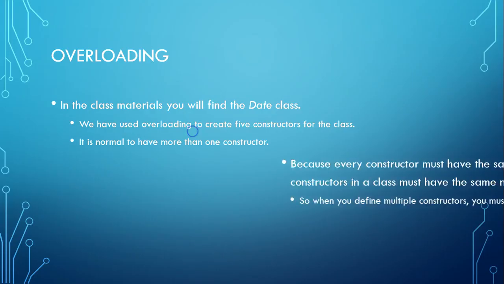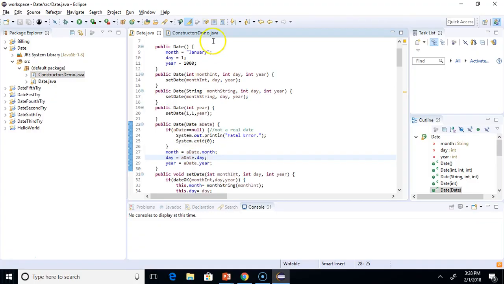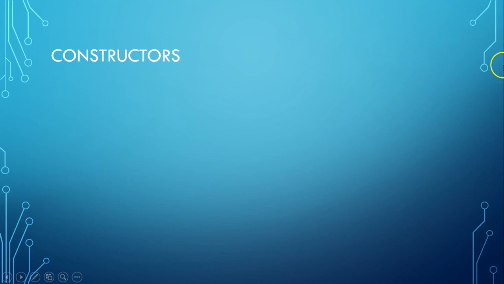So, going back to our notes here, because every constructor must have the same name as the class, all the constructors in the class must have the same name. So when we define multiple constructors, we use overloading. If we look here, we can see they are all called public Date. That is the overloaded method there. We have, again, multiple occurrences of that.